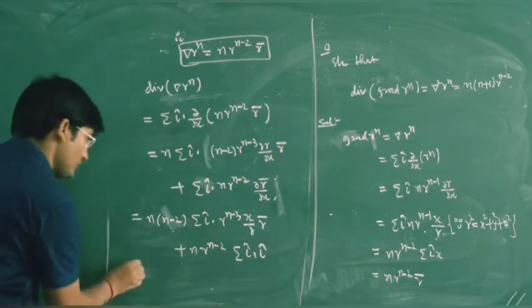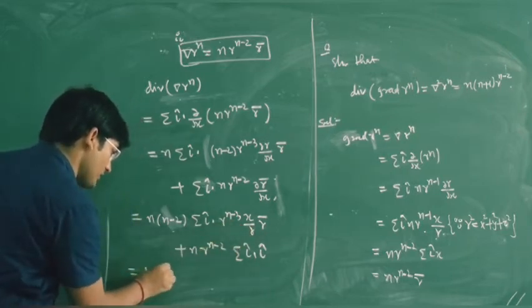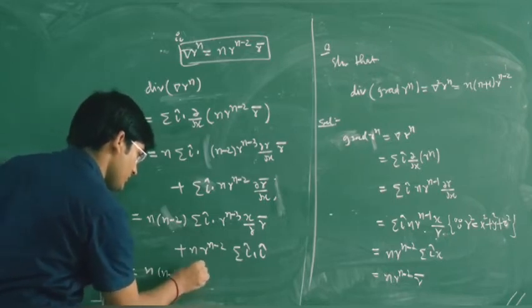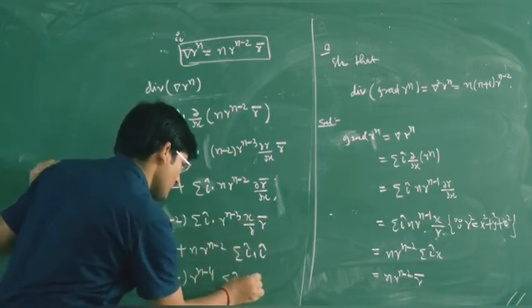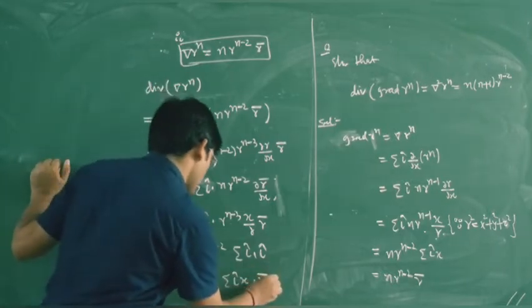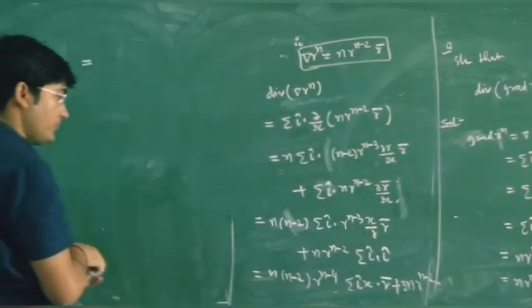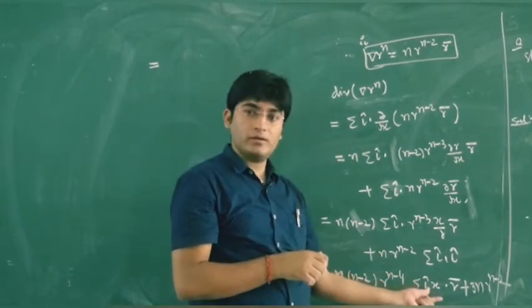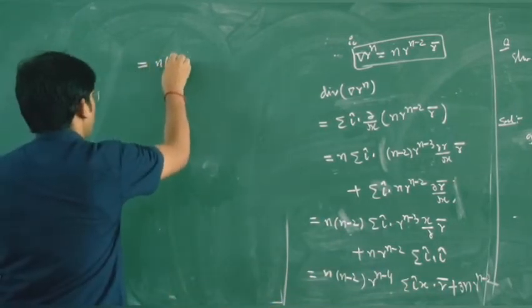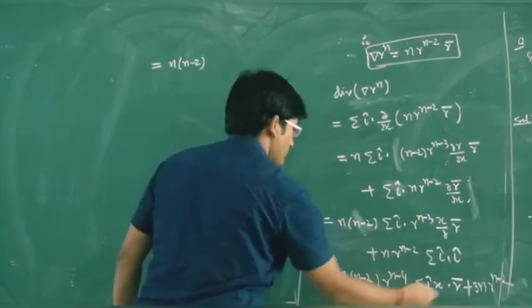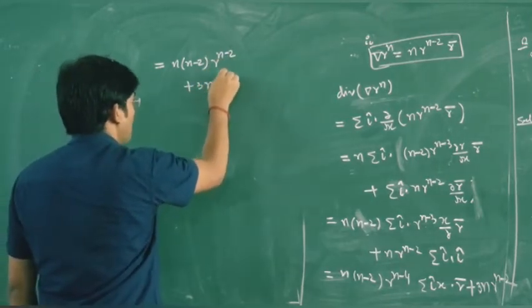So this is equal to, now this will be your r power n minus 4, and that can be taken outside, so we have n into n minus 2, then outside we will have r power n minus 4. Now this i and x can be taken together, so we have summation i x dot vector r, and again here we have summation i dot i, so we have 3 and r power n minus 2. So this is equal to, now summation i x will be vector r, so this is your r dot r, so your r dot r is r square, so this is equal to n into n minus 2, then r power n minus 2, and again we have 3 and r power n minus 2.